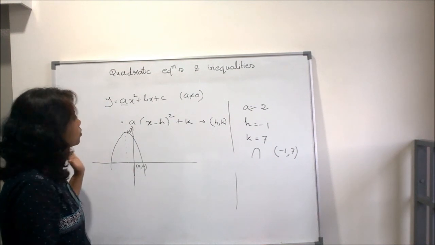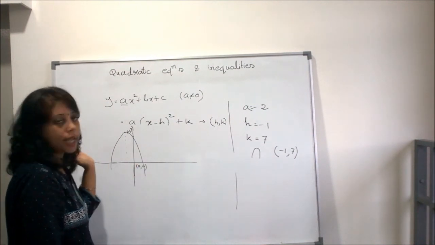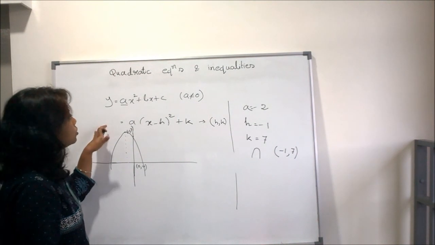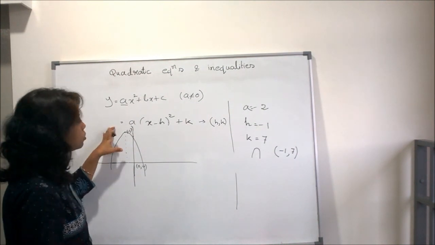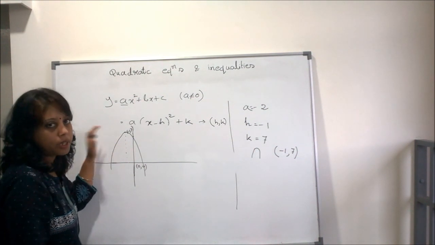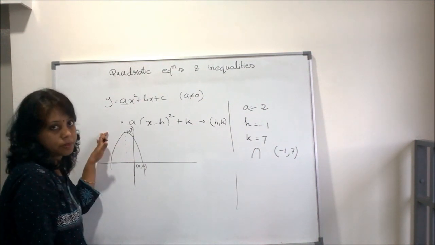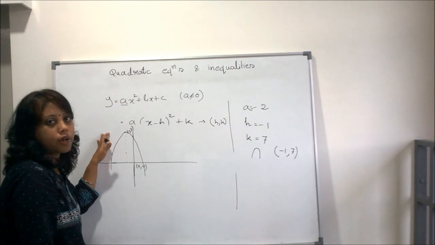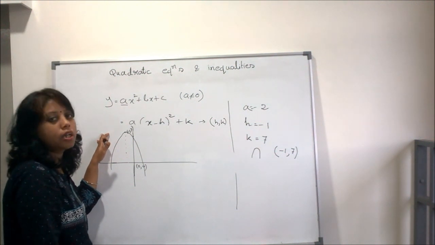We will draw it more accurately with more calculation. So up to this, you just have to know how to draw the graph, how to find the maximum or minimum point, and what will be the shape of your quadratic function. That's all.